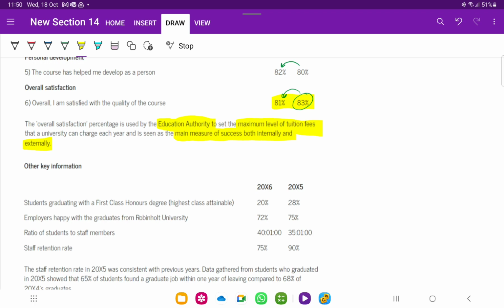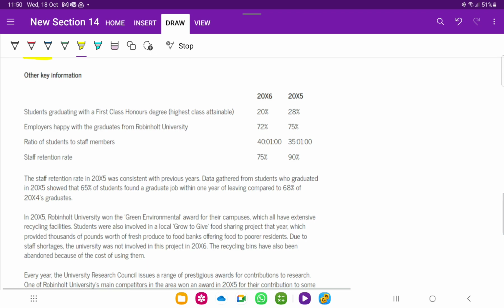or maybe the maximum limit, will go down, because probably the authority will not allow them to charge more fees as their quality has been reduced. Other key information: students graduating with a first class honors degree has been reduced from 28% to 2%. There is a surprising change, a significant change.